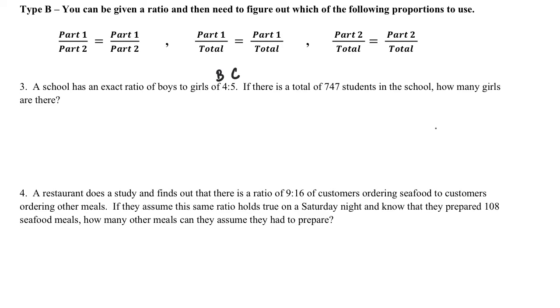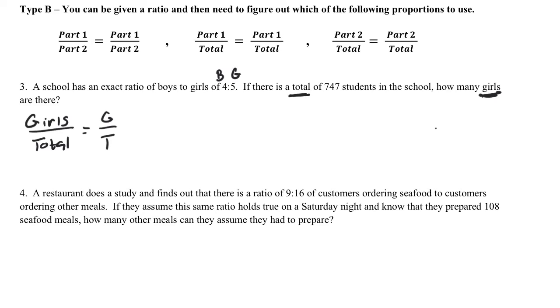So we have boys to girls. So 4 boys to 5 girls. There is a total of 747 students in the school. How many girls are there? Okay, so we know a total and we're looking to see how many girls there are. So we're comparing girls to a total. Right, and I'm going to shorthand it for my second one, girls to total.